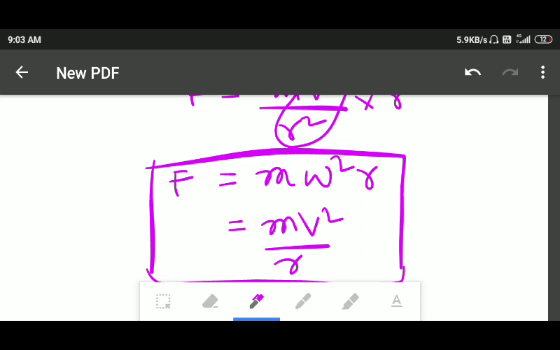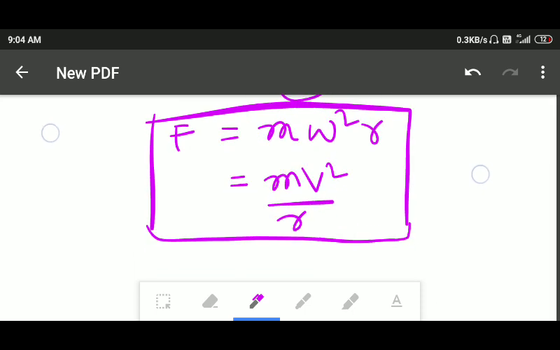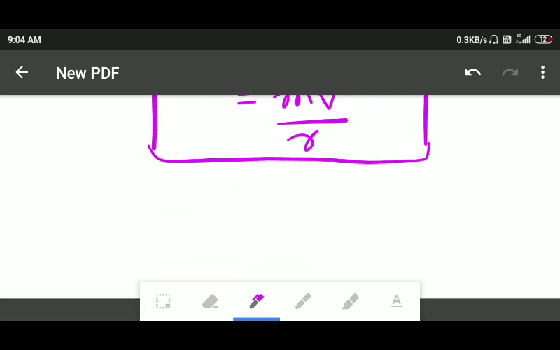Next we had the concept about centrifugal force. Centripetal force is a real force which is working in the inward direction to move the object in a circular motion. I hope it is clear. Now we will move to the centrifugal force. What is centrifugal force over here?